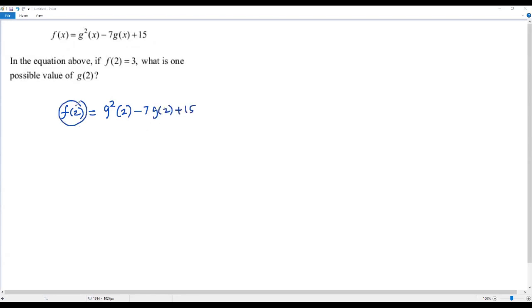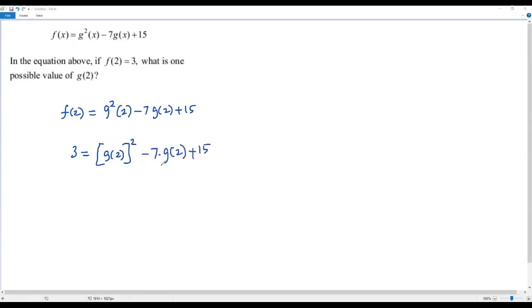Okay, we know the value of f of 2, that's given in the question itself. That is f of 2 equals 3. So we can plug in this 3 for this f of 2. So 3 equals, and g squared of 2 can also be written as g of 2 the whole squared. Let me write it. g of 2 the whole squared minus 7 times g of 2 plus 15.